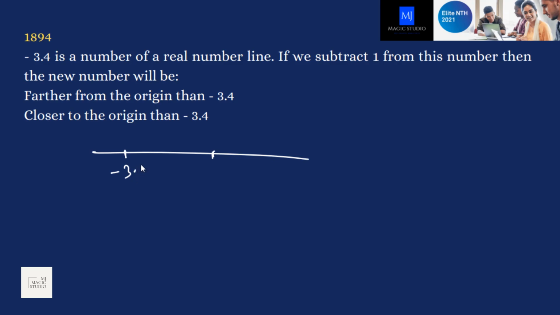Minus 3.4 is a number on a real number line. If we subtract 1 from this number, we'll reach minus 4.4. The new number will be farther from the origin than minus 3.4, or closer to the origin than minus 3.4? Obviously it would be farther from the origin than minus 3.4. These kinds of questions we have seen, at least 2 questions on each screen, which are actually confusing people. So be calm, cool, composed, and solve these kinds of questions.